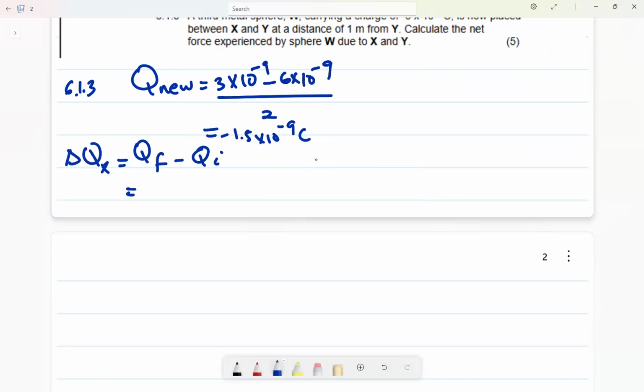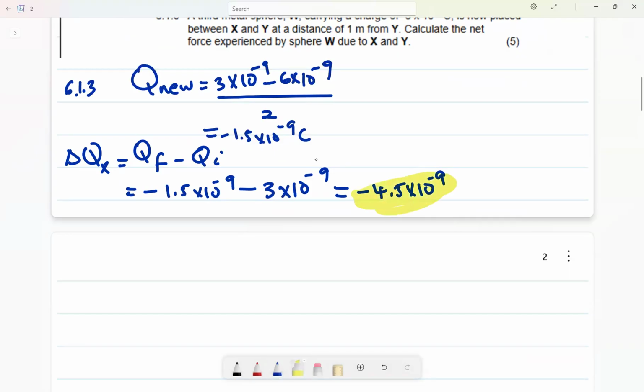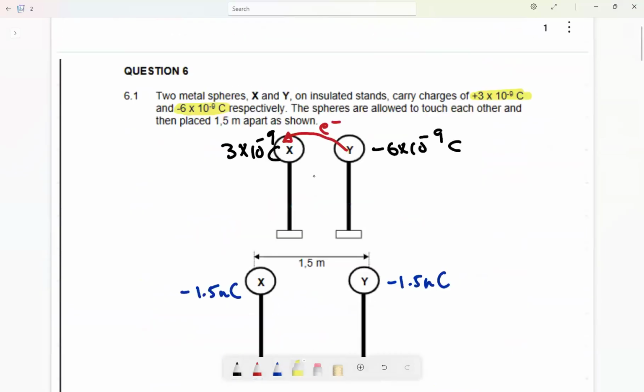What is the Q final? Q final is -1.5 times 10 to the power of -9. What is the initial charge? It is 3 times 10 to the power of -9. So this has a net charge of how much? -4.5 times 10 to the power of -9. This is the number of electrons it acquired.